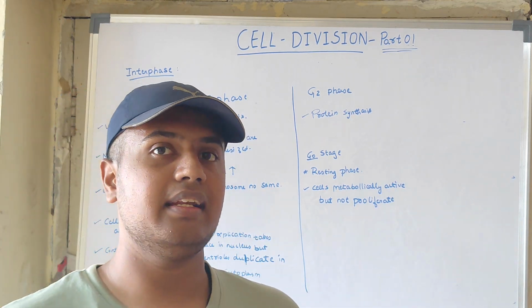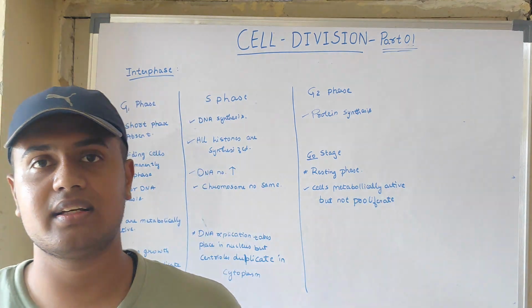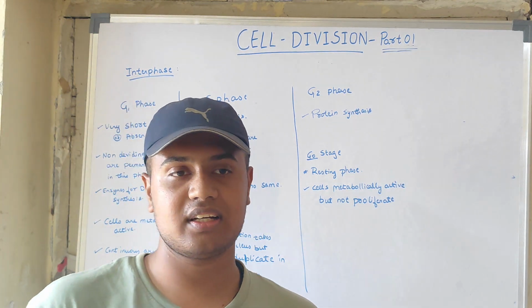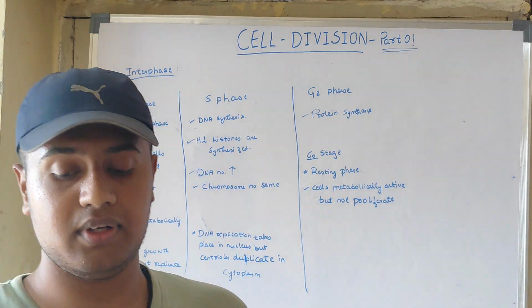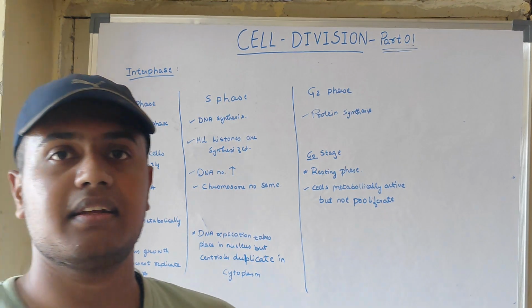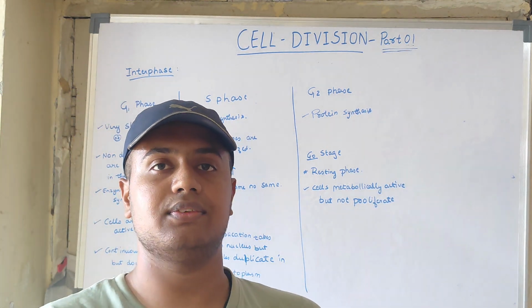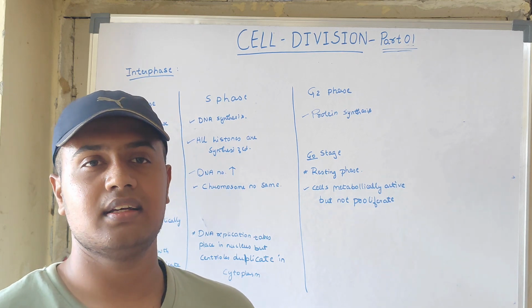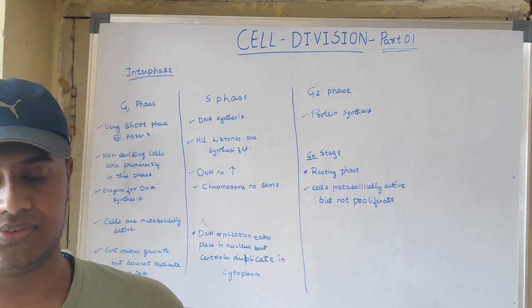Let's move to the next phase, that is interphase. As we know, a cell reproduces another cell, then again the daughter cell reproduces its own daughter cells. This cycle goes on continuously. In this cycle, interphase plays a major role. In interphase there are three phases: one is G1 phase, another one is S phase, and another one is G2 phase. After passing through all these phases, the cell enters the M phase, that is the mitosis phase or meiosis phase.